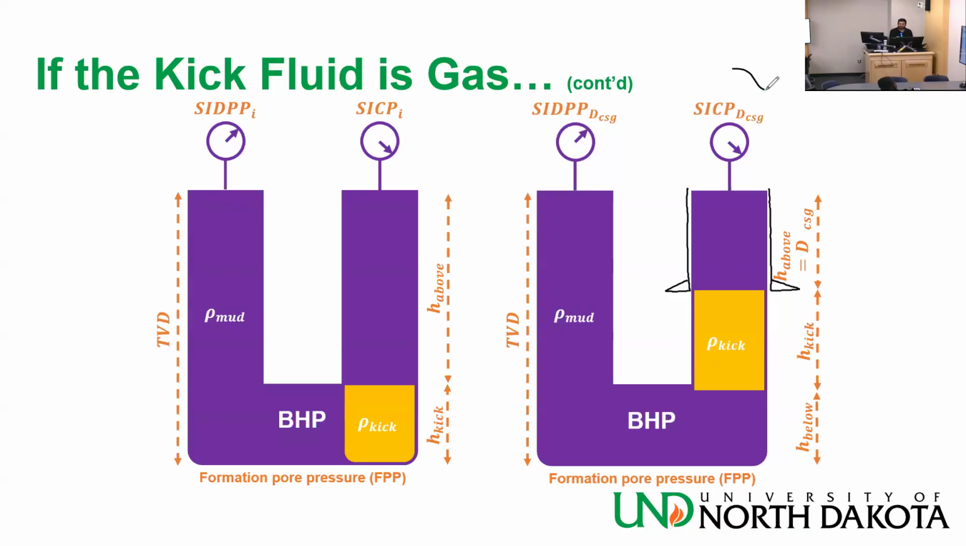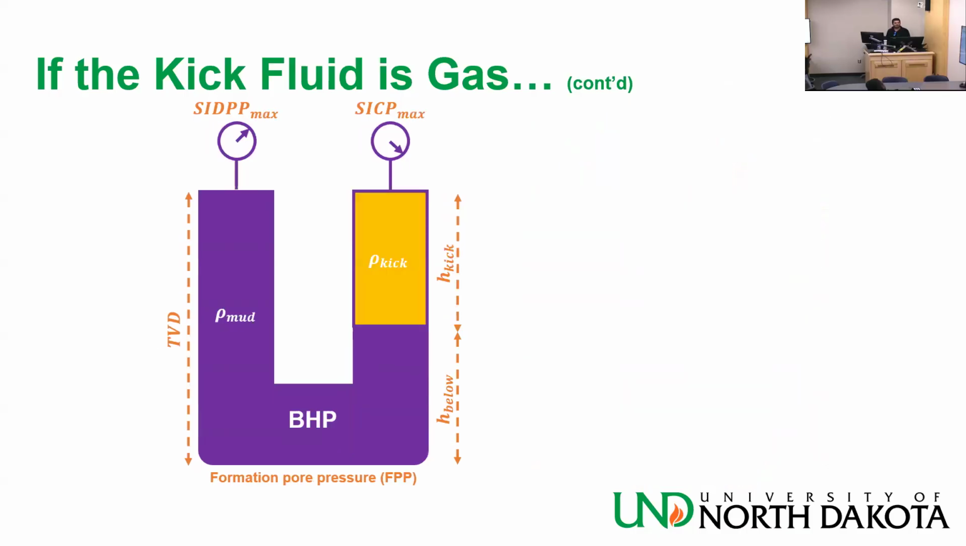And we're dealing with this. Okay, and you know how to calculate it. This is where H above became DC. This is basically DCSG. I don't know why there is extra space there. I need to fix those slides. And now, that's when the SICP is maximized.